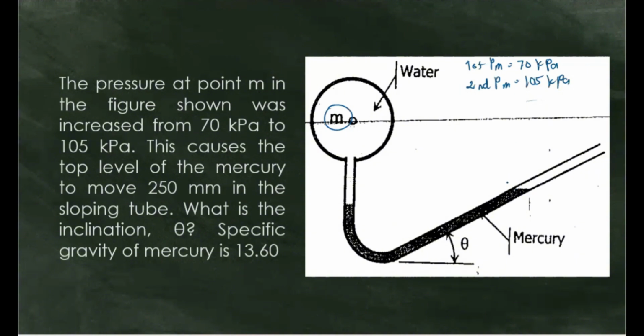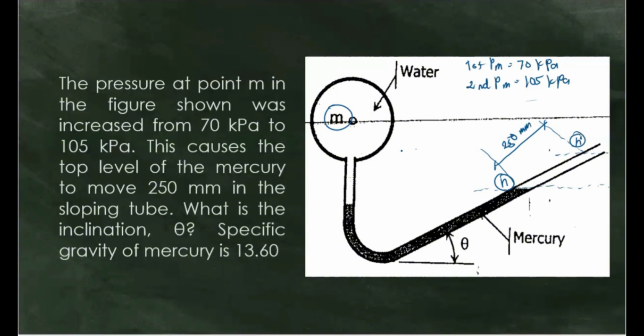This, no? Let's say this is our point N here, at the top level of the mercury. It moved 250 mm along the sloping tube. So it's sloped. So if it moved here, let's say it went here. So this is our N prime, for example. N prime. So our 250 is this. This is our 250 millimeter. That is what moved.